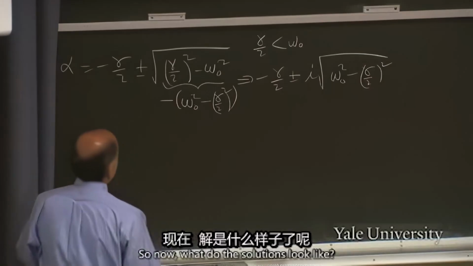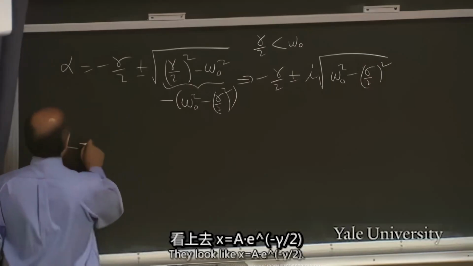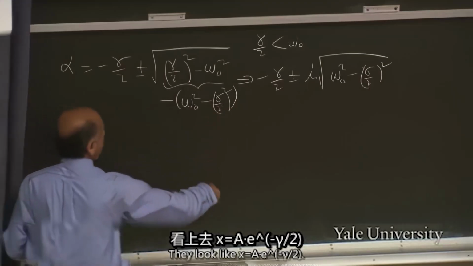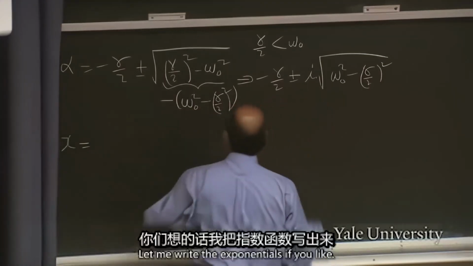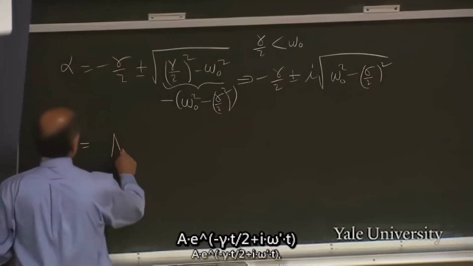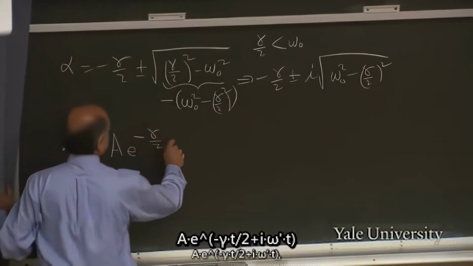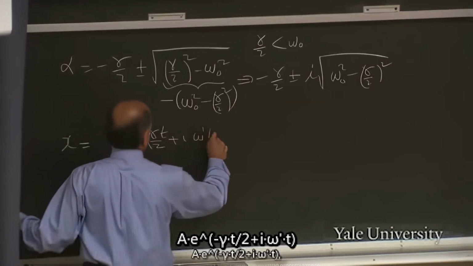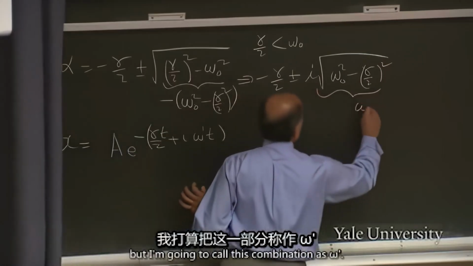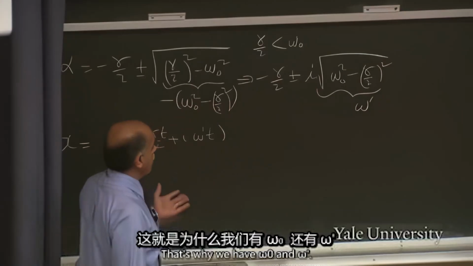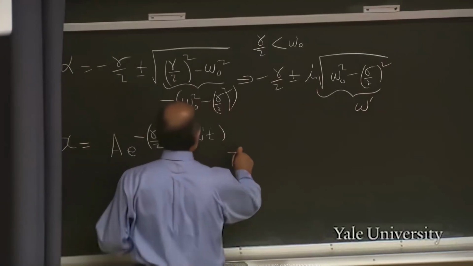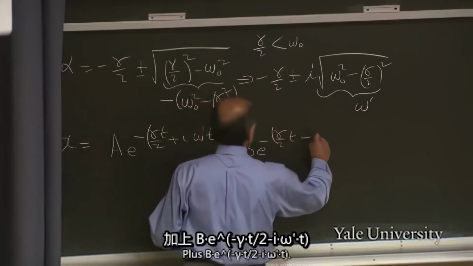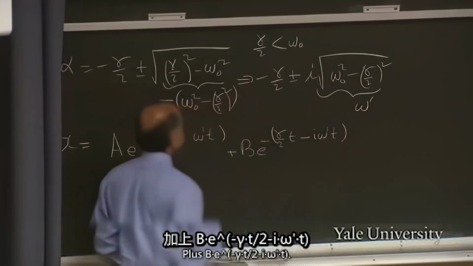So now what do the solutions look like? They look like x equal to A e to the minus gamma over 2 t plus i omega prime t. Let me write the exponentials if you like. I'm going to call this combination omega prime. That's why we had omega naught and omega prime. Plus B e to the minus gamma over 2 t minus i omega prime t.